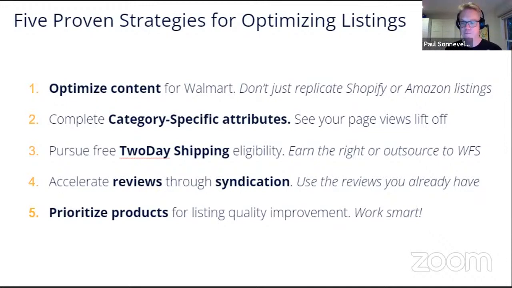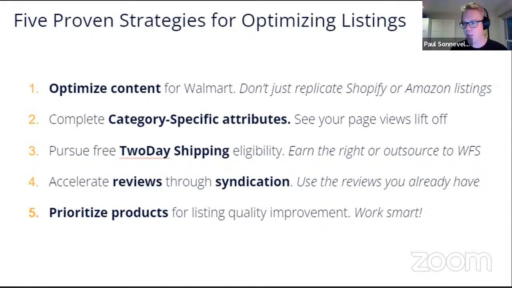The first thing, and this is what this webinar is all about, make sure you invest the time in optimizing for Walmart according to their style guide and what they would like to see. Don't just replicate your Shopify or Amazon content and hope for the best. Number 2, complete your category-specific attributes. You get a great uplift from that. In brackets, make sure you're in the right category.